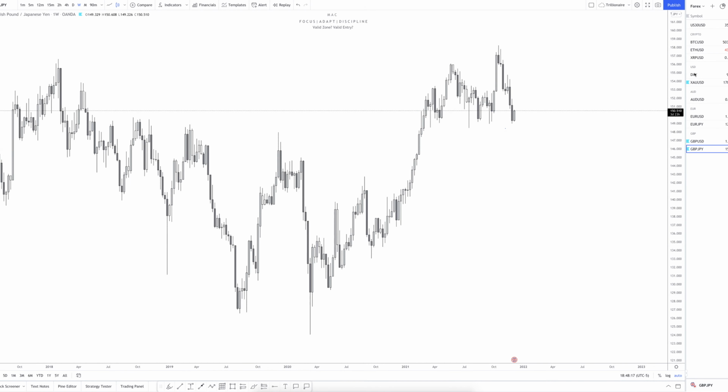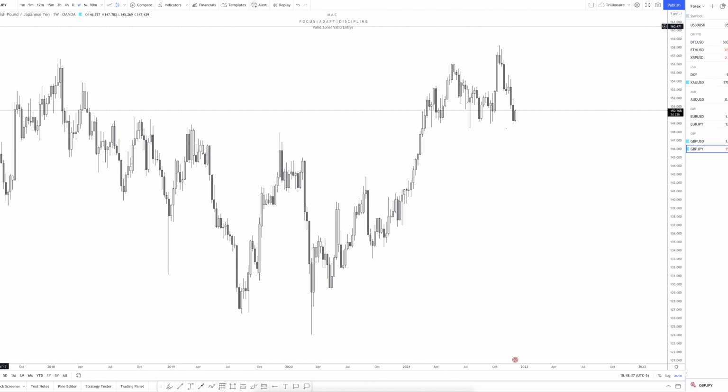With my top-down analysis, I always start off on the weekly time frame just to see what's going on, what we could possibly be expecting, what we should be anticipating. If we're looking at the weekly time frame, we can see that price gives us a break of structure here to the upside. This is telling us that price may continue to trade higher.